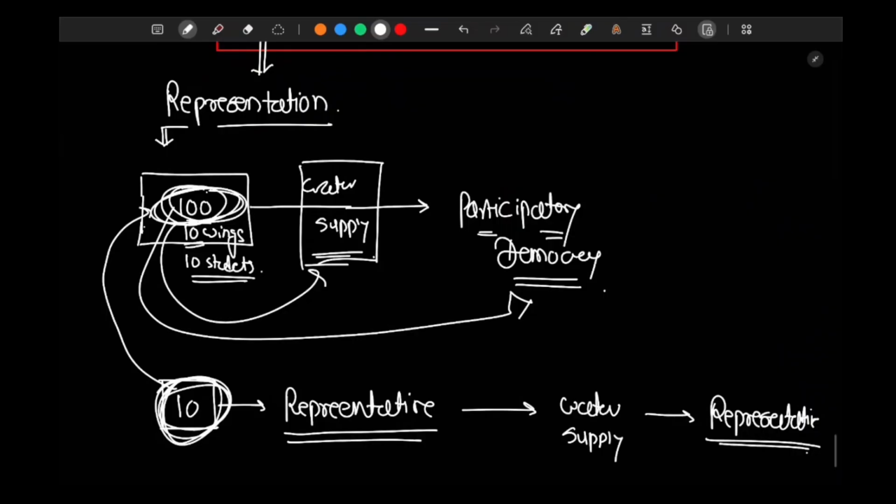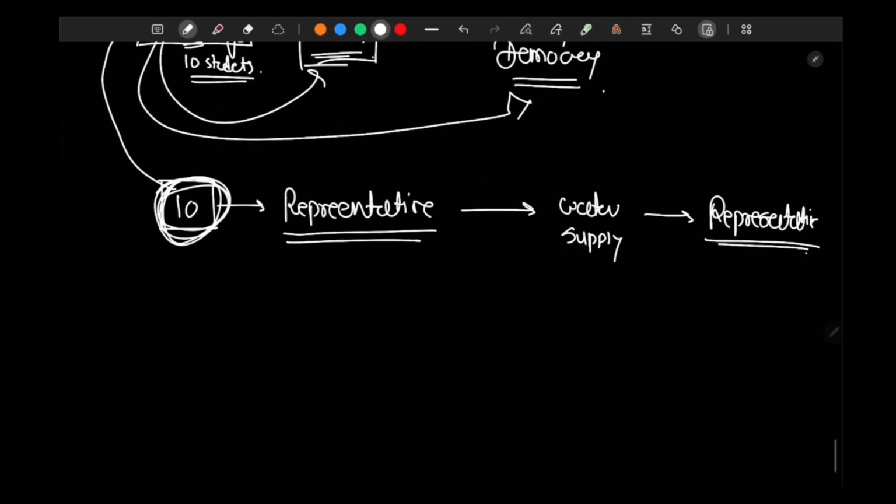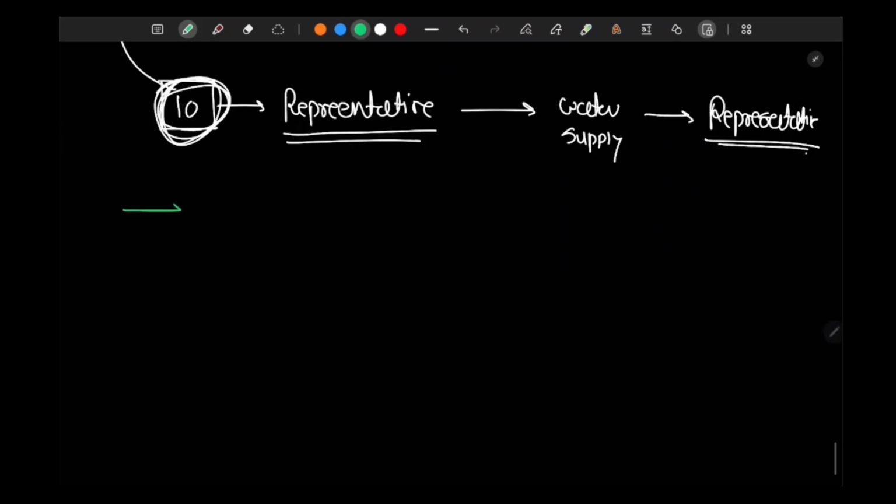In representative democracy, not all people participate. People will elect their representatives to represent them in a deliberative body, in a democratic body. What is the need of representation? As we were discussing, as Churchill said, democracy is the worst form of government, except for all the others, until we find something better. On these lines, he said that.